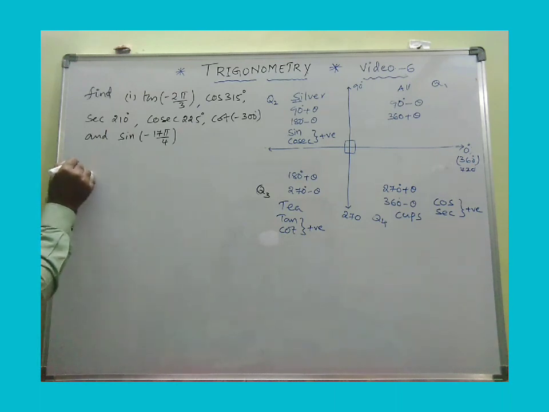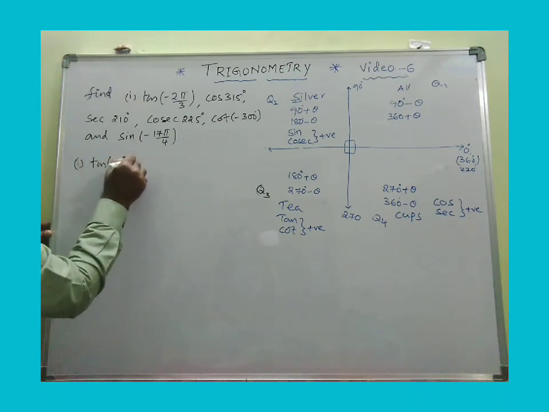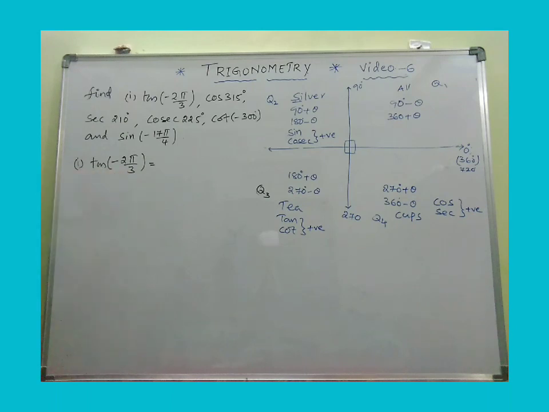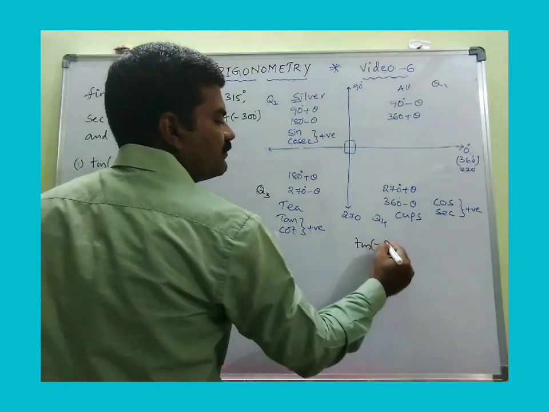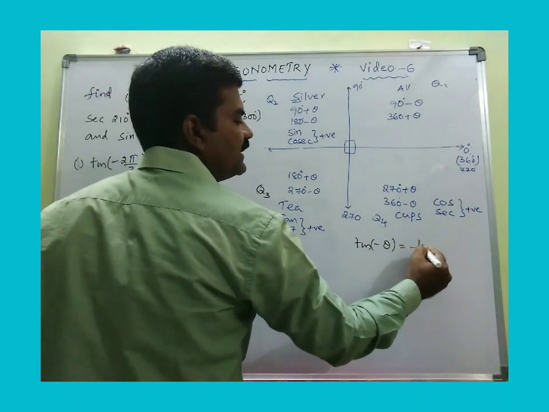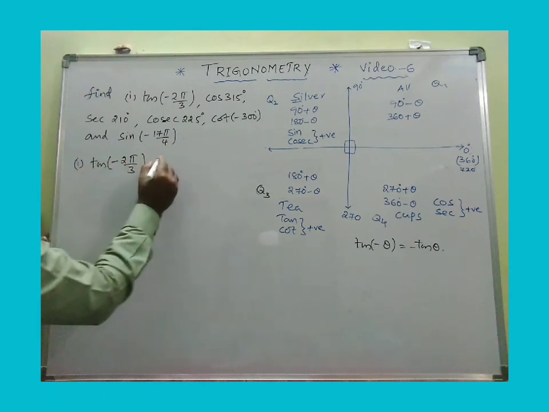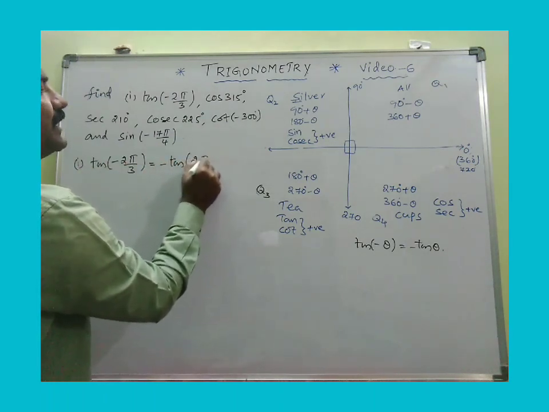So look at the first one. The first one is tan of minus 2 pi by 3. First, it is just like tan of minus theta. Do you know the formula? Tan of minus theta is nothing but minus tan theta. And so I can write it as minus tan of 2 pi by 3.